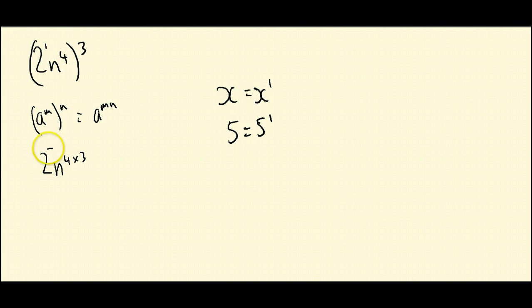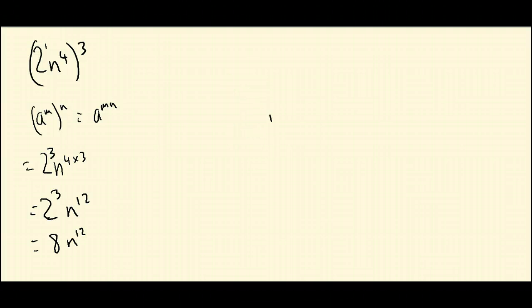We're going to have 2 to the power of 3 times n to the power of 4 times 3. So we end up with 2 to the power of 3, n to the power of 4 times 3 is 12. So that's what we end up with, 2 to the power of 3, n to the power of 12. 2 to the power of 3, we should simplify that. That becomes 8 and n to the power of 12. So that's that one. Okay, let's try another one.